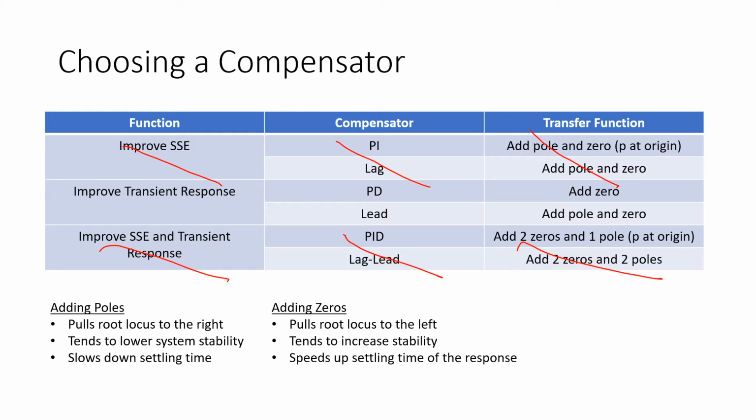So now looking back at a PD and a lead, the difference is either adding a 0 or adding a pole and a 0. And on the bottom, we can see that adding poles actually slows down the settling time, and adding zeros speeds up the settling time. So we want to avoid adding poles. That's why we do not want to use a lead. So we actually want to use a PD controller for this design.